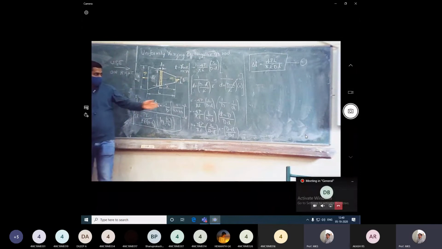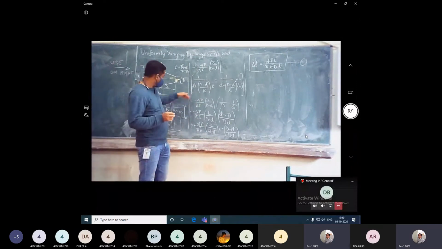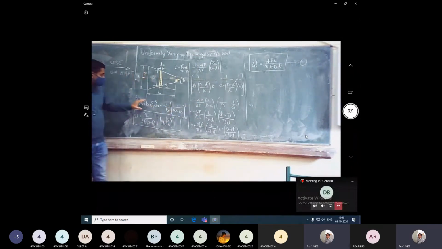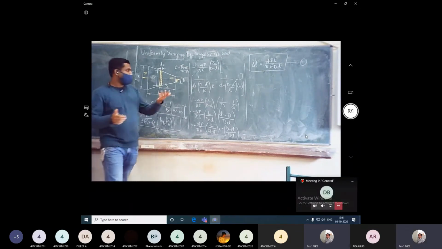Here just a simple integral comes. In rectangular cross section rod you will get integral of 1 by x, right? That is log x. Integral of 1 by x is nothing but log x. So we will solve the problem. In the problem, it is simple.